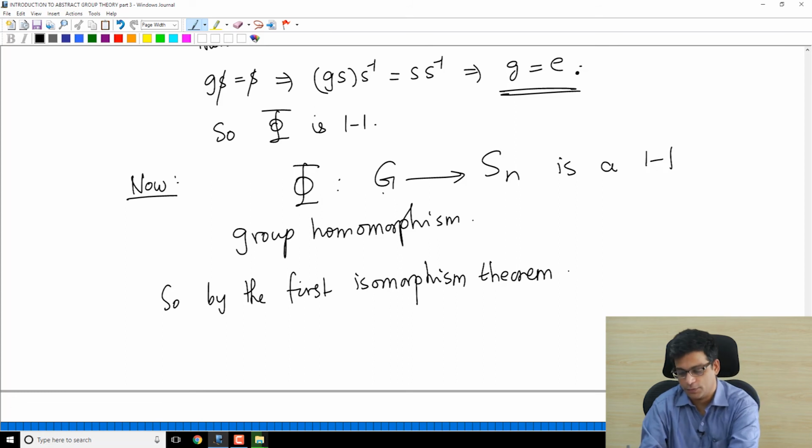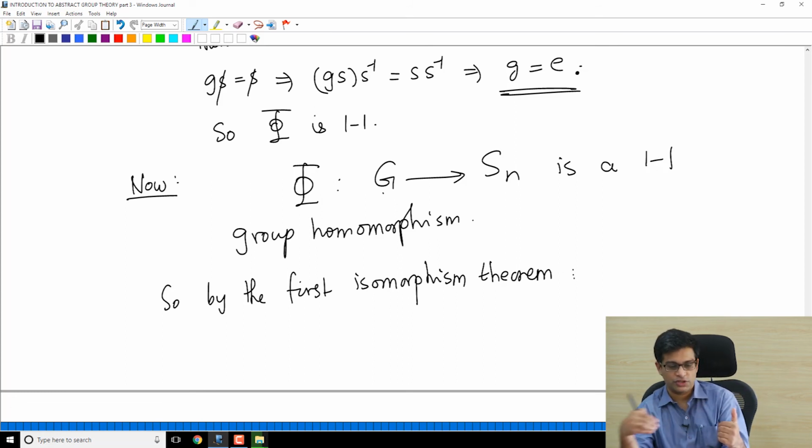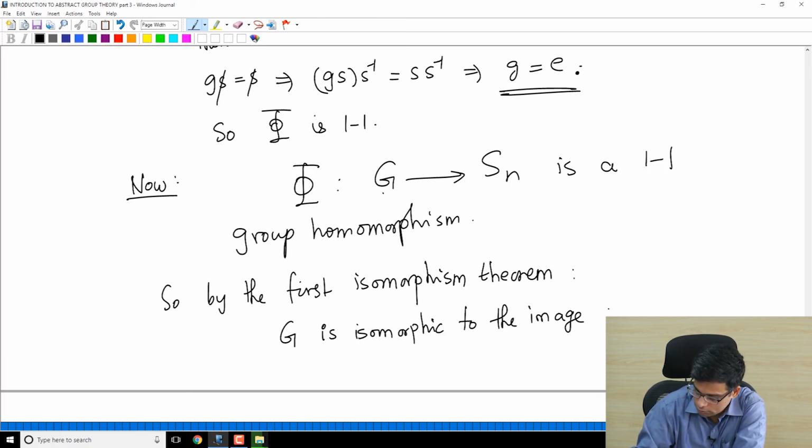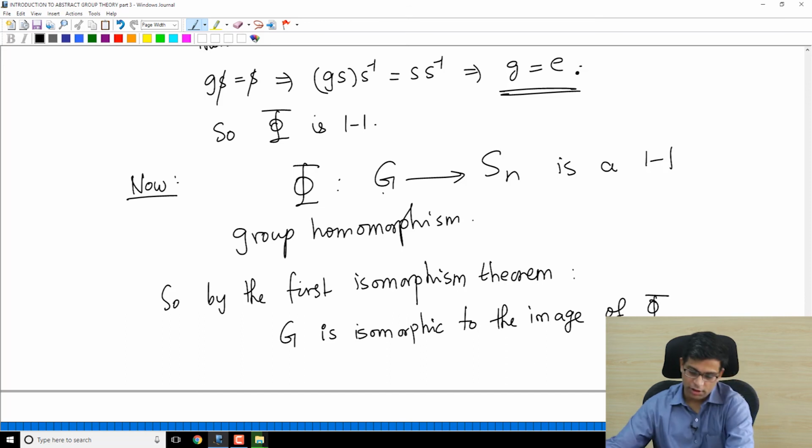remember, the first isomorphism theorem says that for a group homomorphism, G mod the kernel is isomorphic to the image. In this case, the kernel is trivial, right? Because it's injective. So G is isomorphic to the image by the first isomorphism theorem.